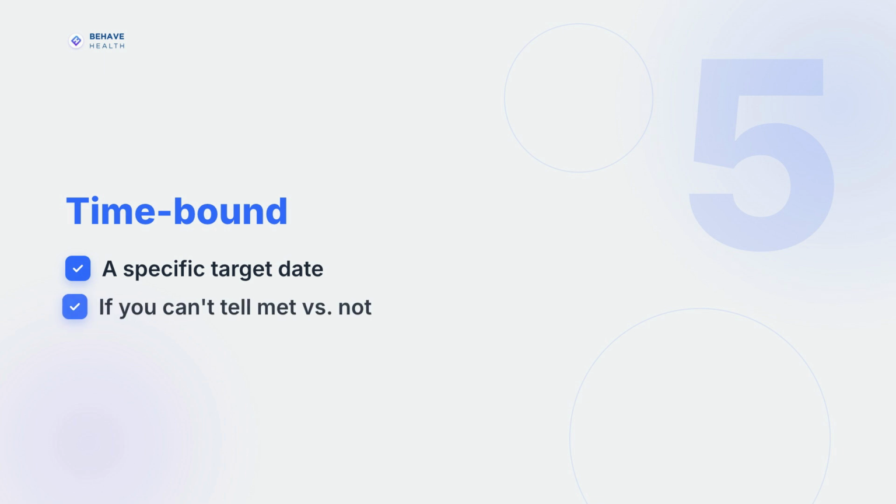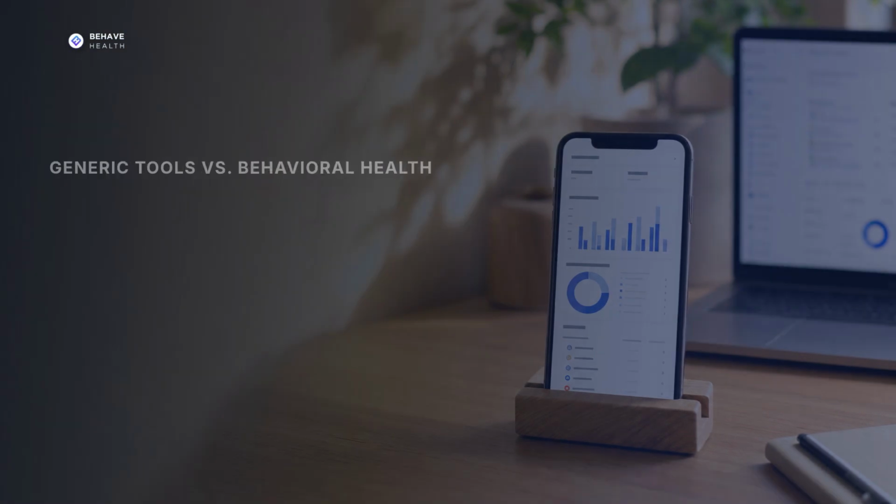5. Time-bound. State a specific target date for the objective to be met. Missing target dates are a classic deficiency. The rule of thumb: if you can't tell whether an objective was met by looking at a number, it isn't measurable yet. Here's the difference.